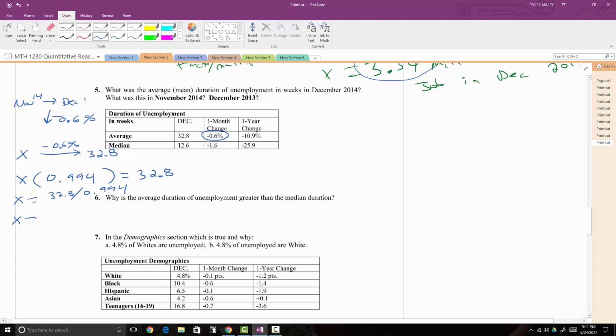And if we round this to a couple of decimal places, we get 32.998, right? Oops, this would be weeks. This is my unit here.